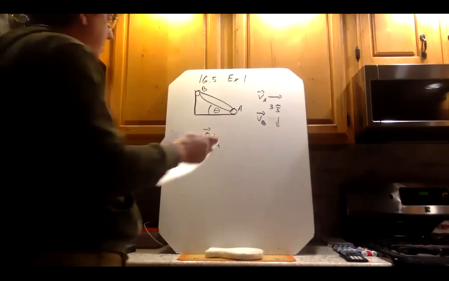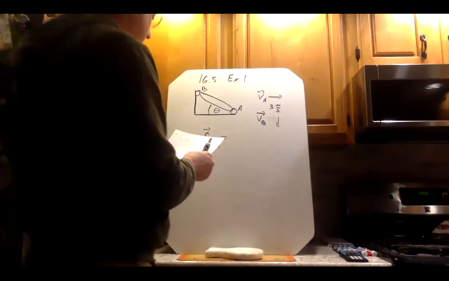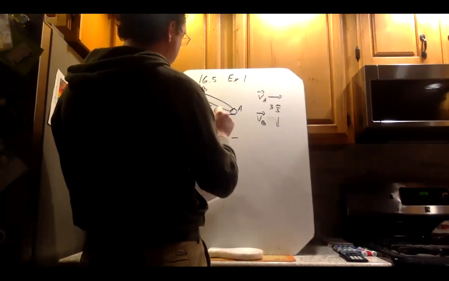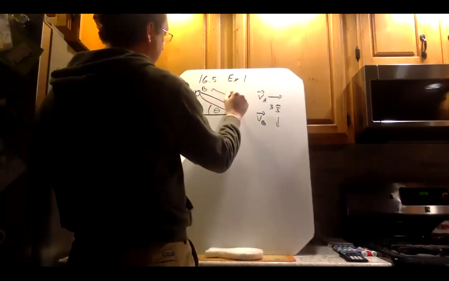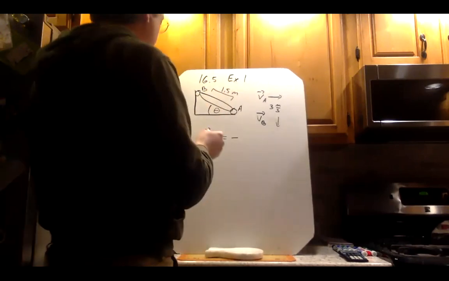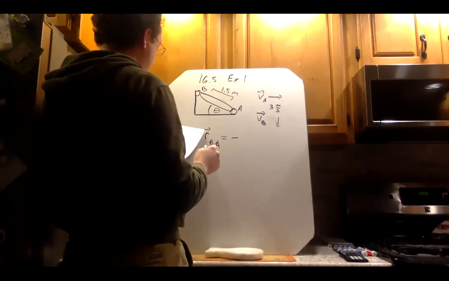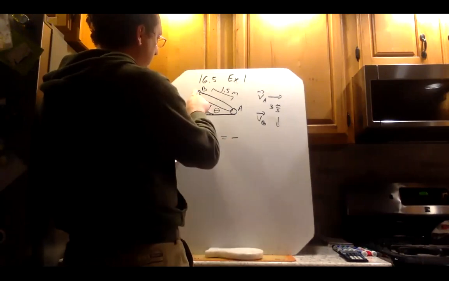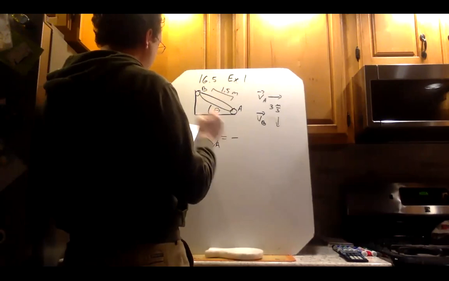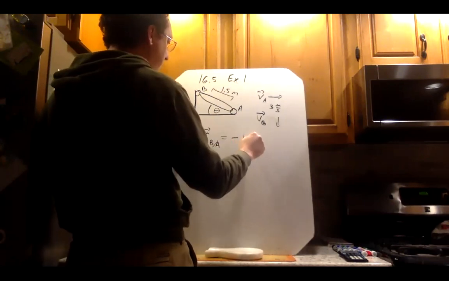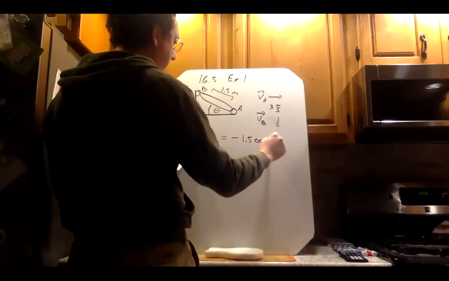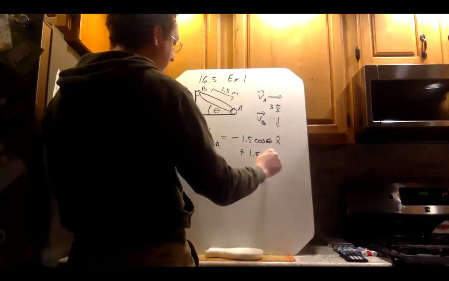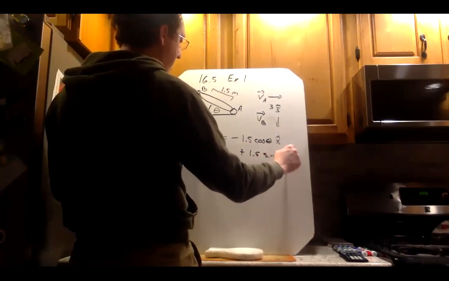Well, I see that R of B relative to A is simply going to be negative. Oh, I should have also said this. The length of this is 1.5 meters. So that tells me the position of B relative to A is going to be negative 1.5 cosine of theta in the x direction plus 1.5 sine theta in the y direction.